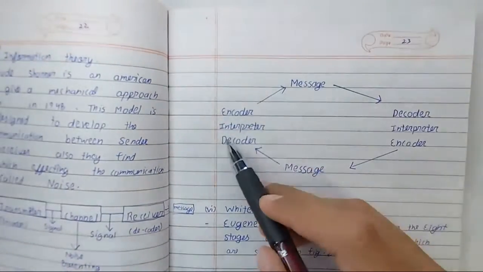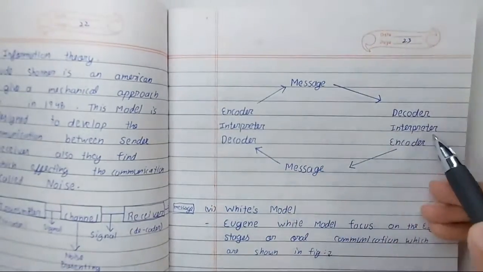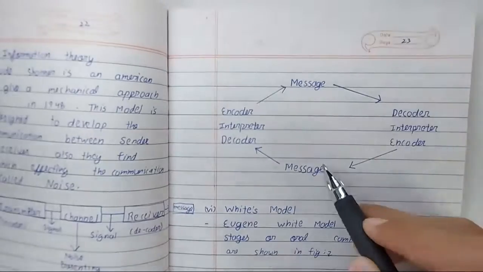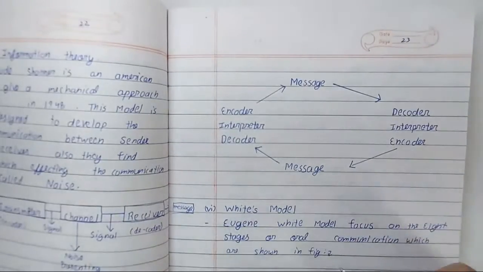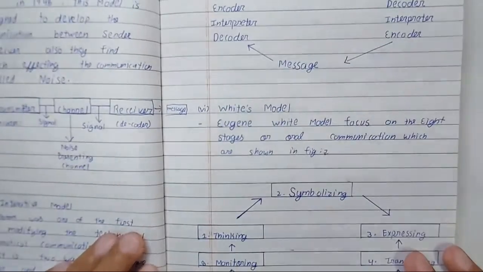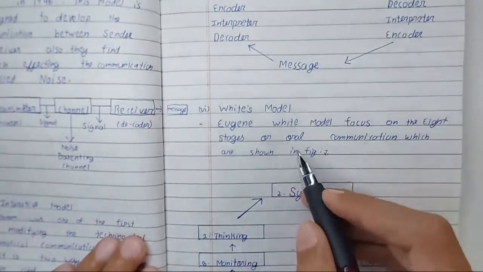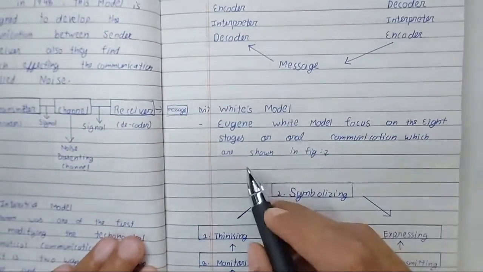Encoder, interpreter, decoder, message, decoder, interpreter, encoder, and message. White's model. The White model focuses on the 8 stages of oral communication, which are shown in the figure.